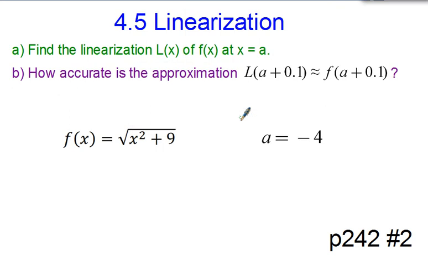Hi there. In this video, we'll look at topic 4.5, linearization. For this video, I chose an example from page 242. This is problem 2 from the homework set. And we have two tasks.